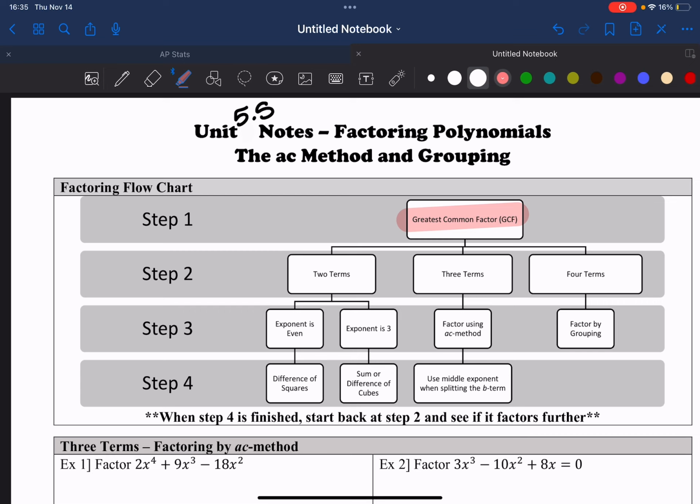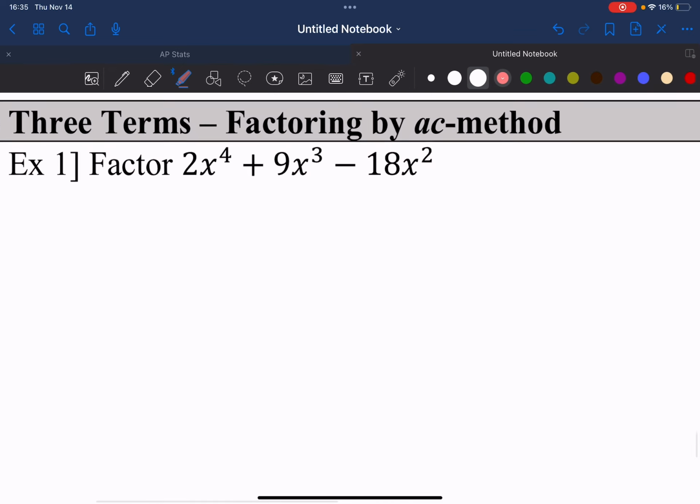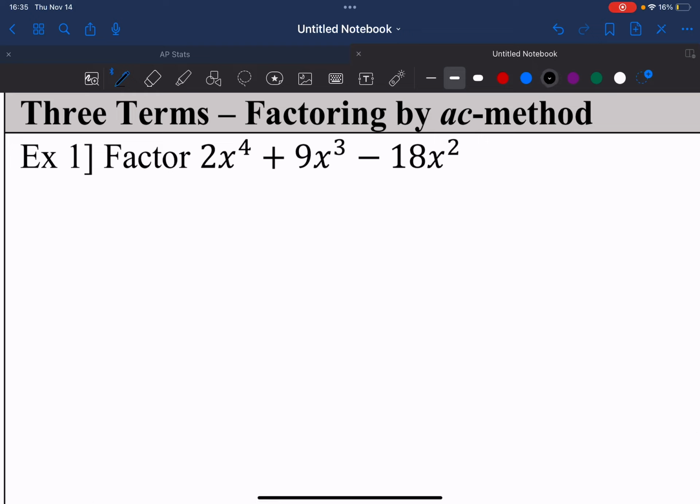So for example, with 3 terms, we're going to start by using the AC method. If there are 4 terms, we're going to start by factor by grouping. So let's look at example 1. Okay, so we have 2x to the 4th plus 9x cubed minus 18x squared.